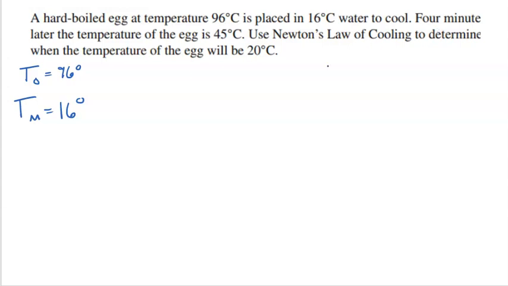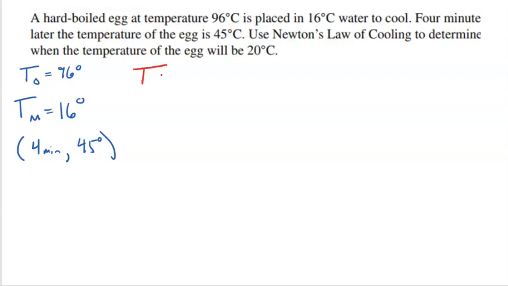All right. 4 minutes later, so at the 4-minute mark, the temperature of the egg is 45 degrees. So again, after 4 minutes, it has started at 96 and has cooled down. It's not all the way down to the 16 degrees yet, but it is getting there. All right, it wants us to use Newton's law of cooling to determine when the temperature of the egg will be 20 degrees. Now, I cannot answer that question until I first build the model. So let's build the model.